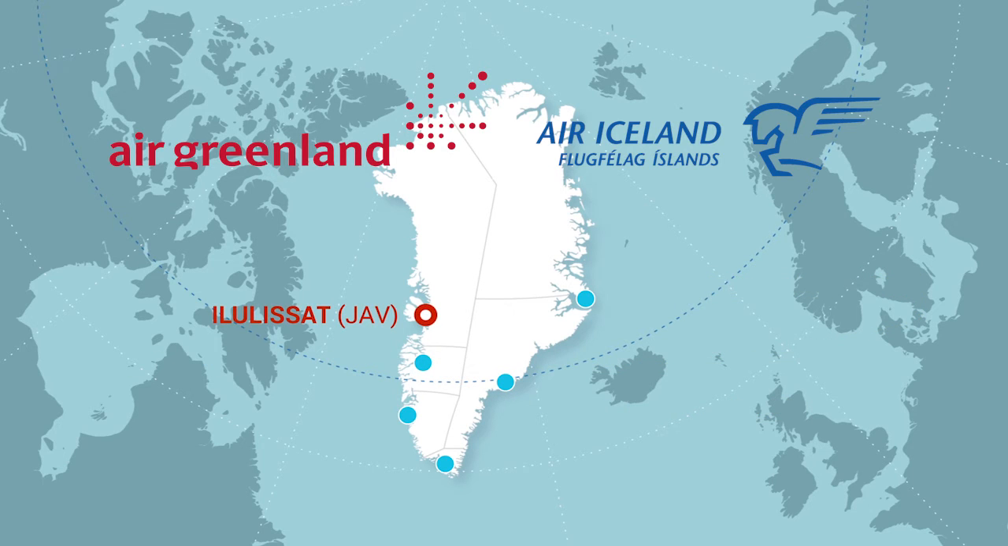Finally, Ilulissat is in North Greenland and is serviced by Air Greenland from Keflavik International Airport in summer and by Air Iceland from Reykjavik Domestic Airport in summer, spring, and autumn. Ilulissat's airport code is JAV.